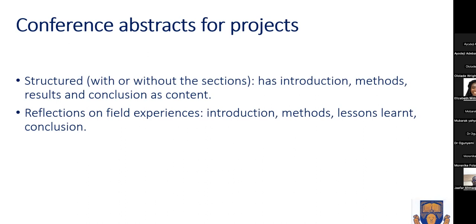So it's structured. However, when we're talking about a project piece of work, you might also be writing, reflecting your field experience. And in that kind of abstract, you will write an introduction, a method, lessons learned, rather than results, and then a conclusion. I repeat that. The difference is that there isn't a result. What we're talking about here is lessons learned, which means you're going to be sharing perspective. And I'll be talking about that. I'll be sharing a little perspective about that as we go on.